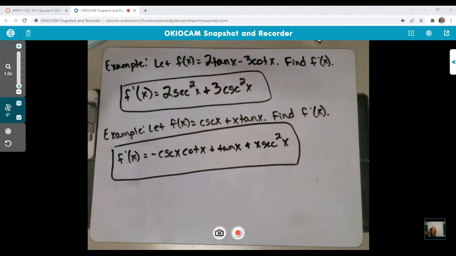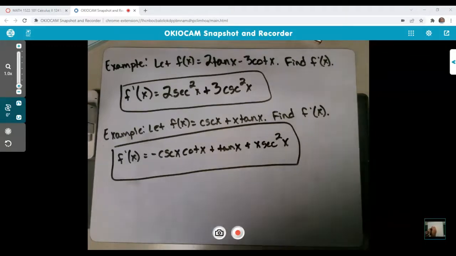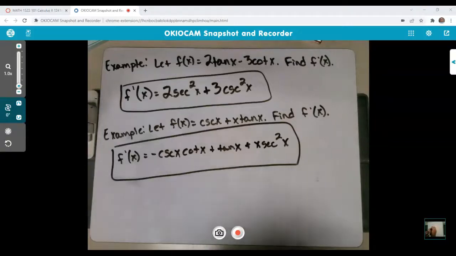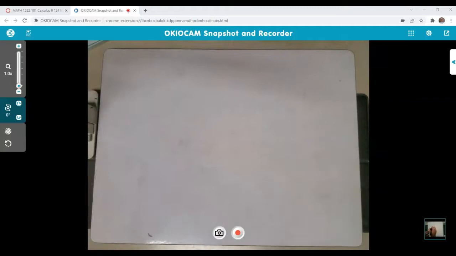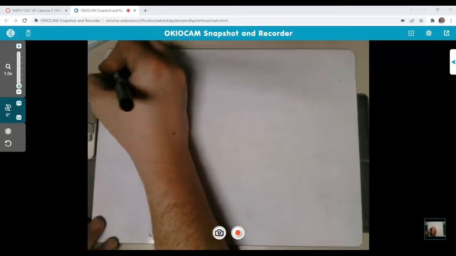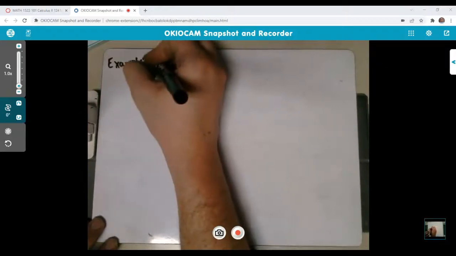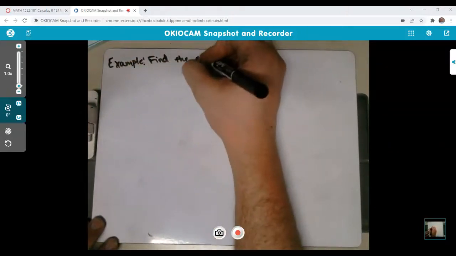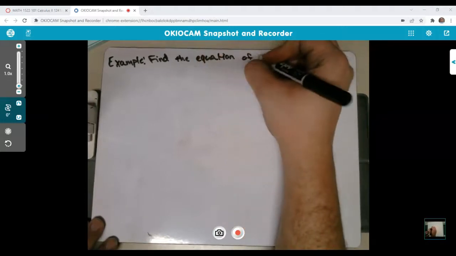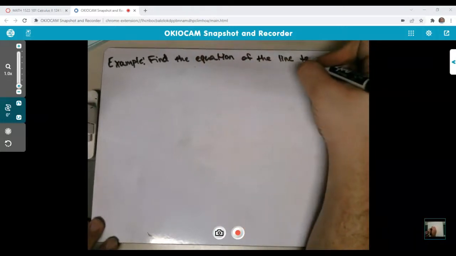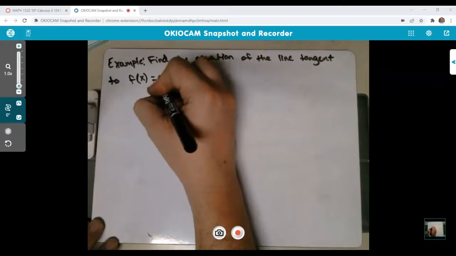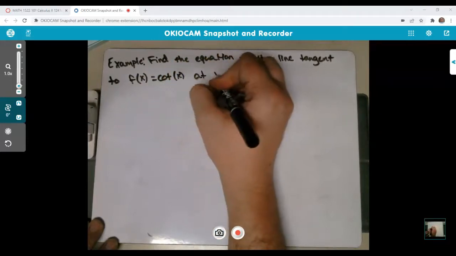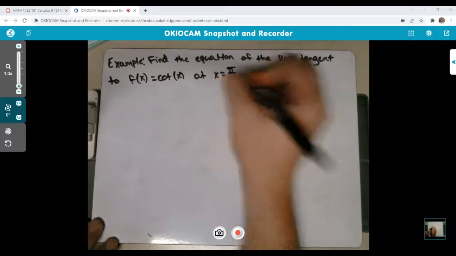Let's take this back to when we first talked about derivatives at the beginning of chapter 3, and let's find some equations of tangent lines. Or one tangent line. Example: find the equation of the line that is tangent to the function f of x equals cotangent of x at the point x equals pi over 4.